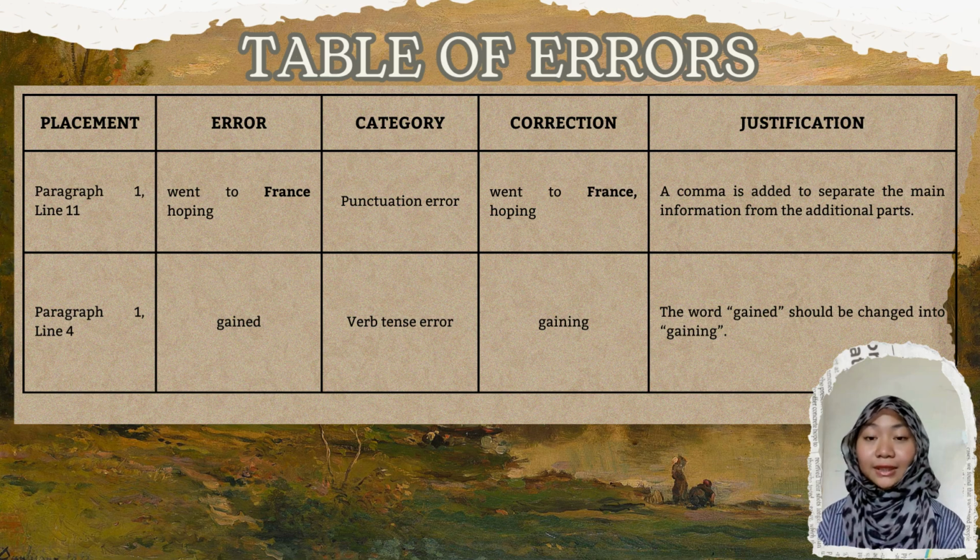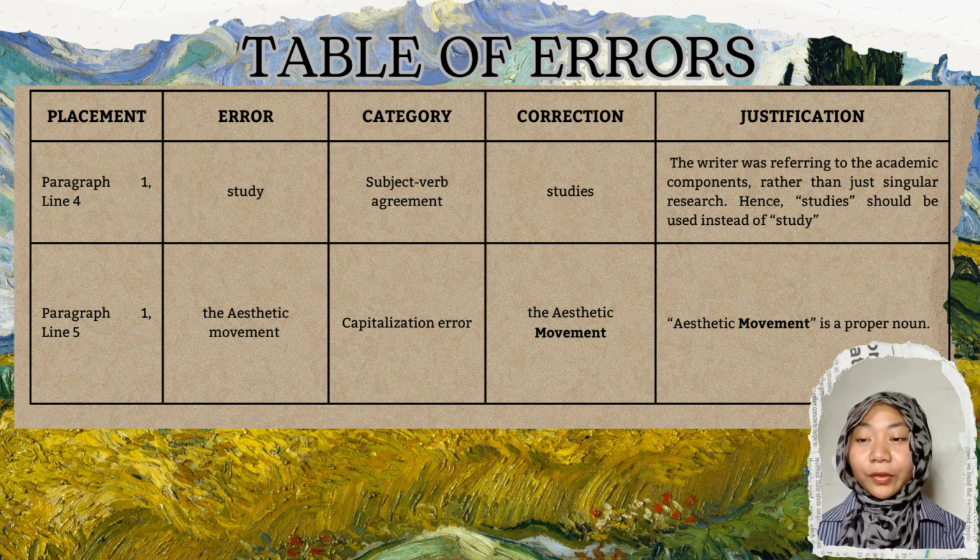Now we're moving on to the second part, which is "gain." The category is about tense error. The correction is "gaining." The word "gain" should be changed to "gaining" because of the recognition that is still known up until now. Now, we're moving on to the third error, which is "study."